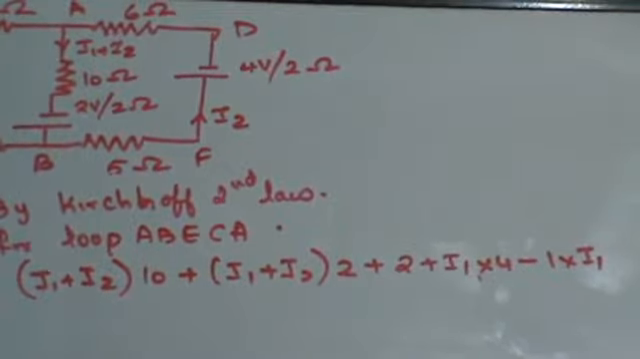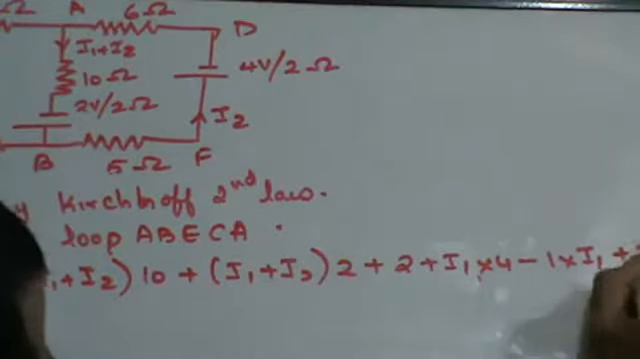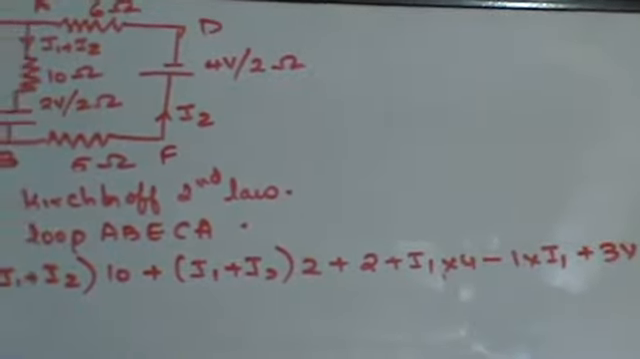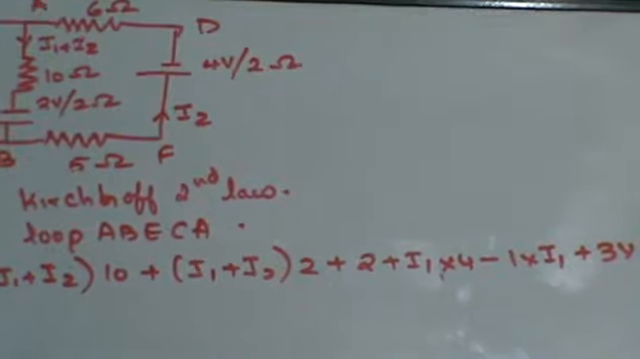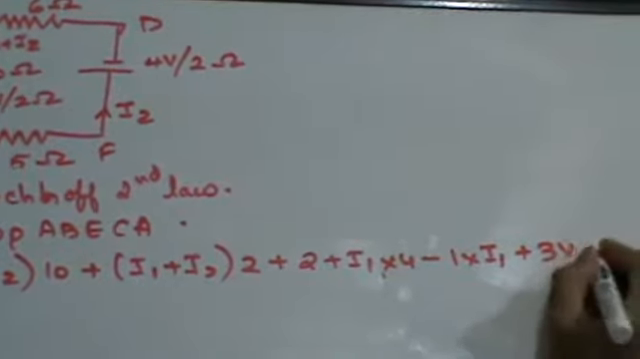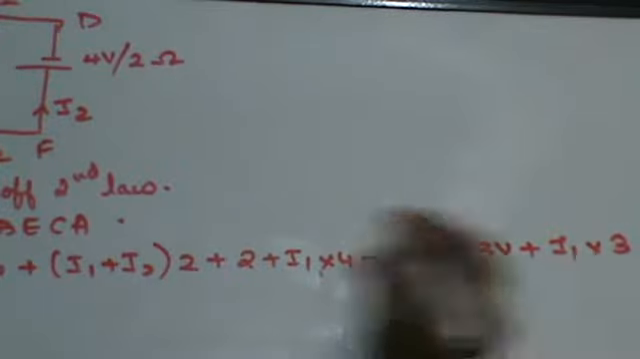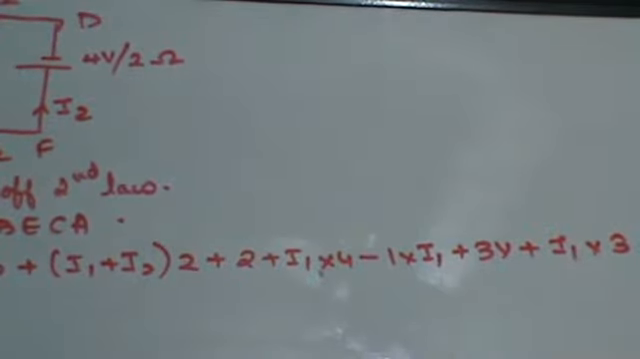Now the loop is being traced from E to C, and the EMF is sending current also in the direction from E to C. Therefore this will be positive, right? Current is entering the node at point C, therefore this will be positive, plus I1 into 3, right? That's going to be my first loop, should be equal to 0.